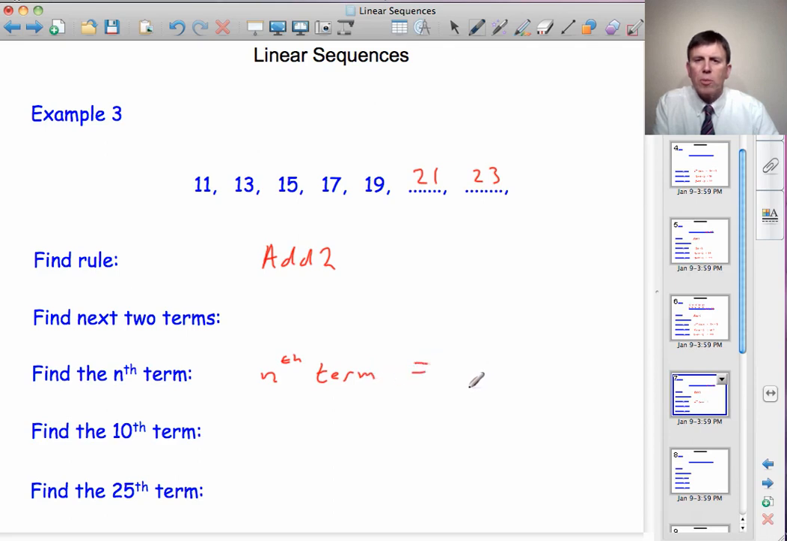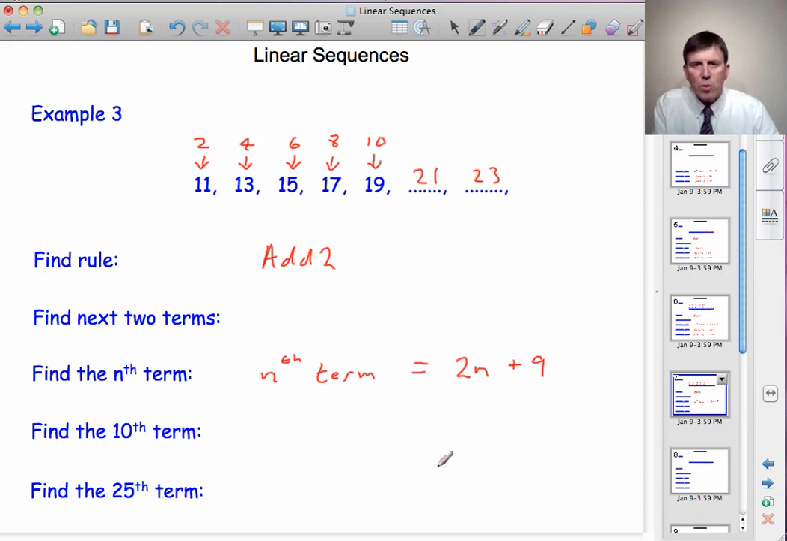If the sequence is going up in 2s, it will have 2n in the formula, because that's what gives us the 2 times table. Let's write the 2 times table up here. 2, 4, 6, 8, 10. What's the adjustment? How do we get from 2 to 11, from 4 to 13 and so on? Well, I can see we're adding, and what we're adding is the difference between 11 and 2. So we're adding 9. So my nth term is given by 2n plus 9.